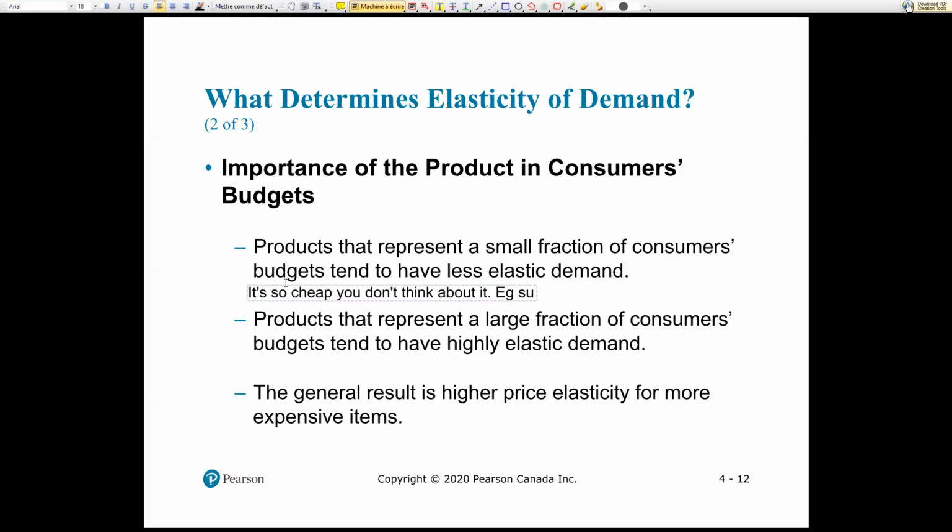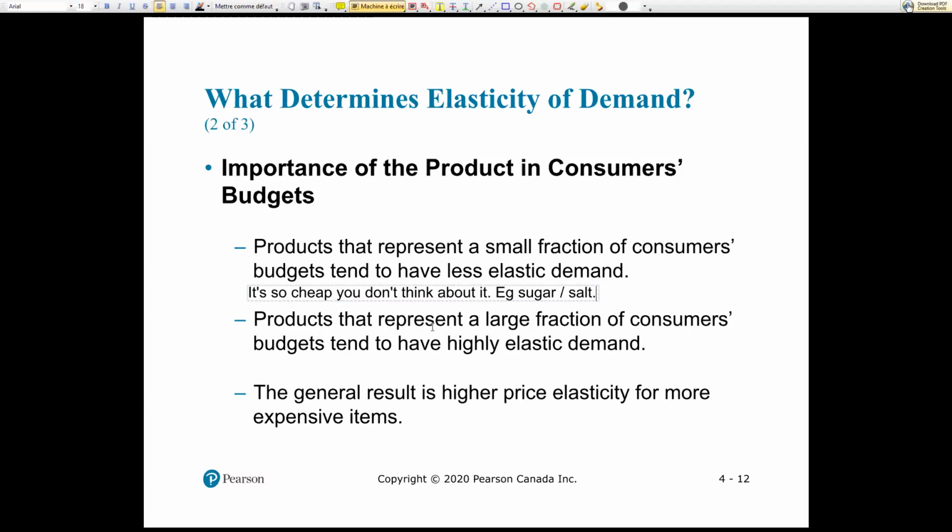Example, sugar or salt. If sugar becomes 10%, 20% more expensive, I never check the price of sugar. Well, maybe I can check one brand, but at some point I'm just going to buy sugar. Same with salt, because it's cheap. It's something that you always use. Whereas if it's something like buying a house, then if it's 10, 20, 30% more expensive, I think about it a lot before I buy it. So I think it's in this sense.